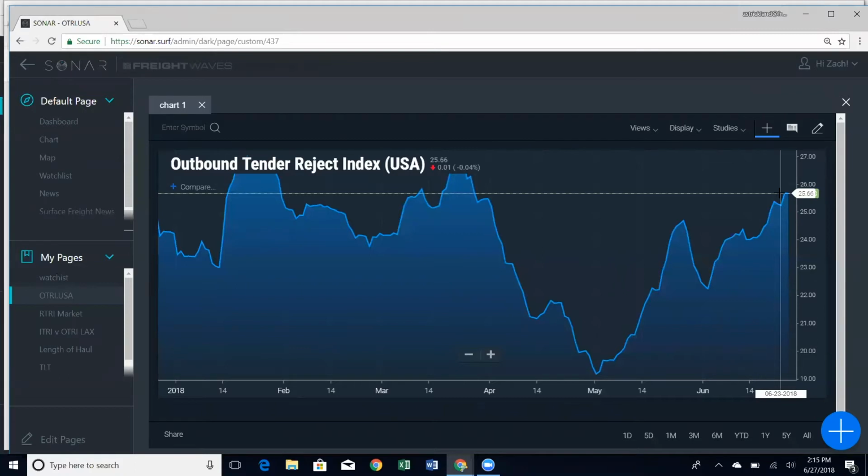Our user wants to know how that is accounted for and shown on SONAR when talking about routing guides. And I think what they're asking is basically, are our numbers being affected by tenders that are being rejected? Can they be skewed?